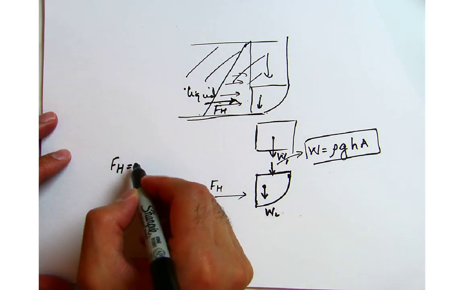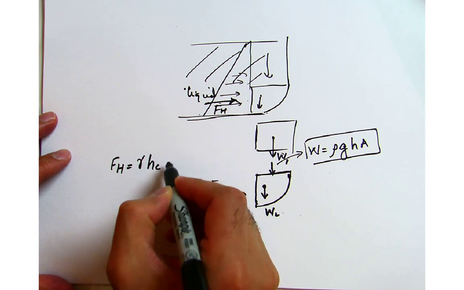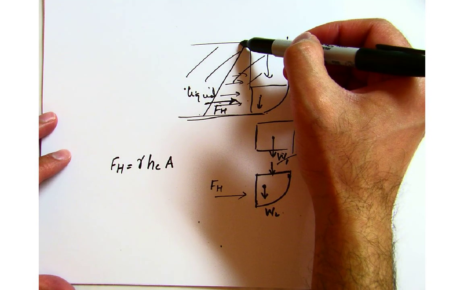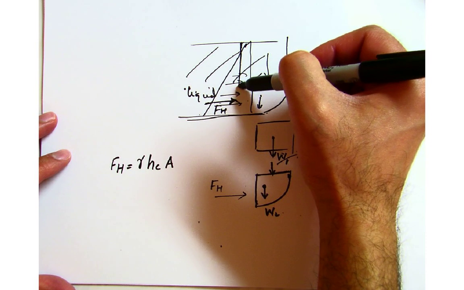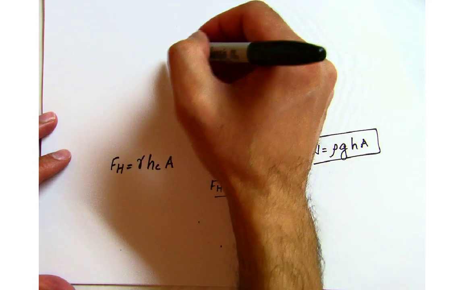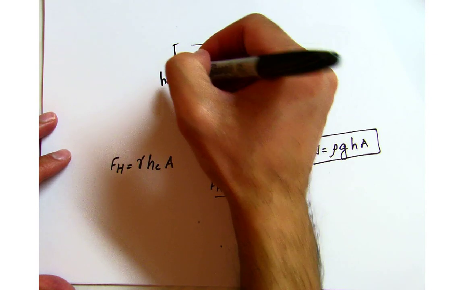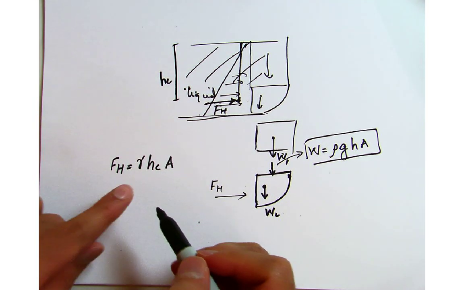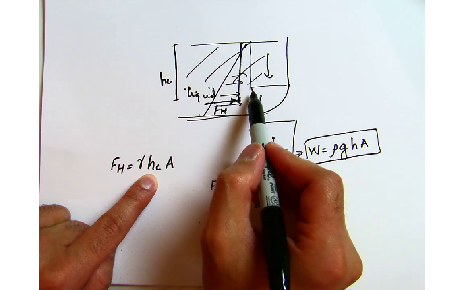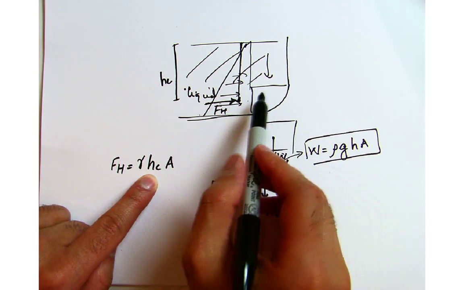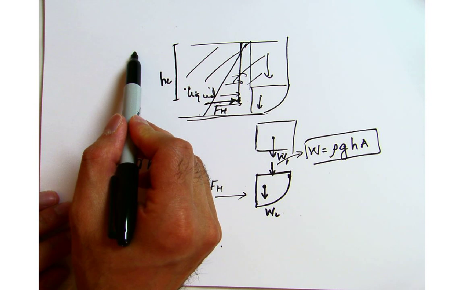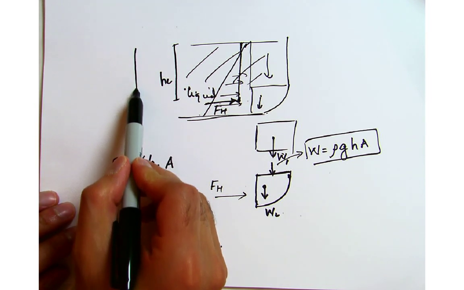First of all, what that force would be: the horizontal force is equal to gamma h_c times A. So again it will be height h_c, times the area, times the gamma. And just to mention that this h_c, if you look at this object over here, this fluid, let me in fact draw the same thing over here now.